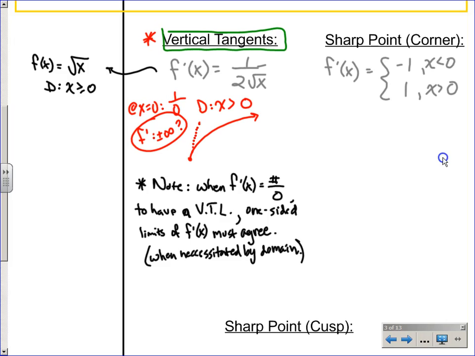I could not think of another way of saying it, but there probably is a better way. When necessitated by the domain. In this one, the domain was only greater than or equal to 0. There was no other side for us to test, so it's sufficient for us just to say it's a vertical tangent line. There's only one approach anyway. But if you can approach the discontinuity of the derivative from two sides, they must be in agreement. And if they're not in agreement, that's the sharp point, the cusp.